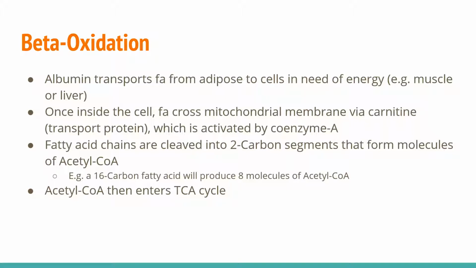So if we have a 16 carbon fatty acid chain, we actually can make 8 molecules of acetyl-CoA. And again, if we have a 22 carbon fatty acid chain, we can make 11 molecules of acetyl-CoA.